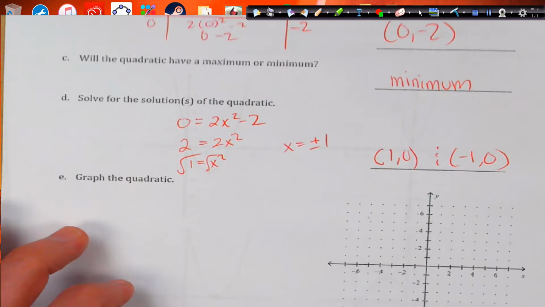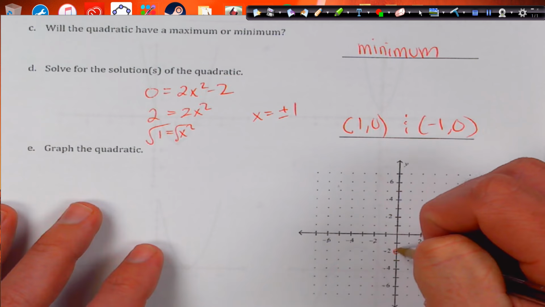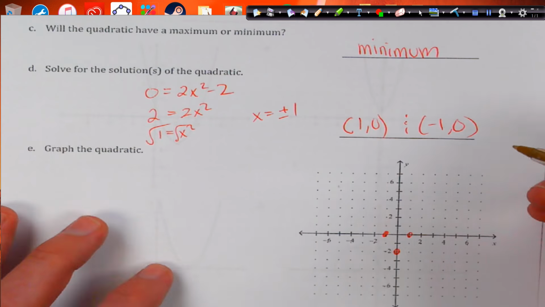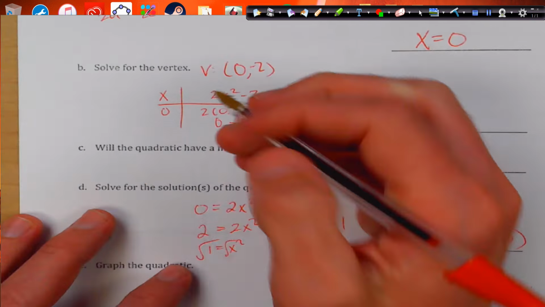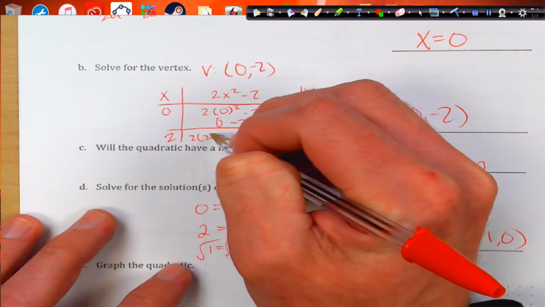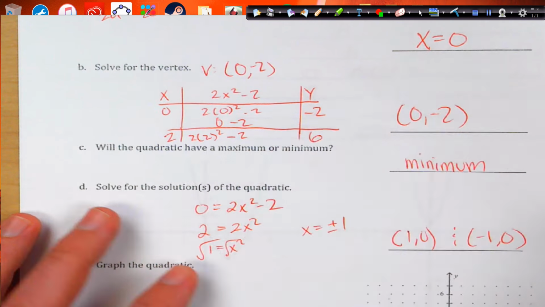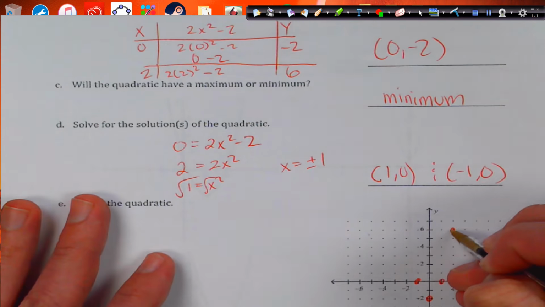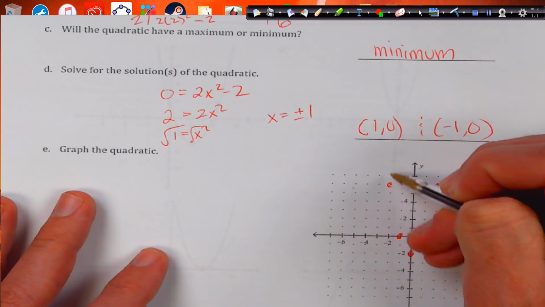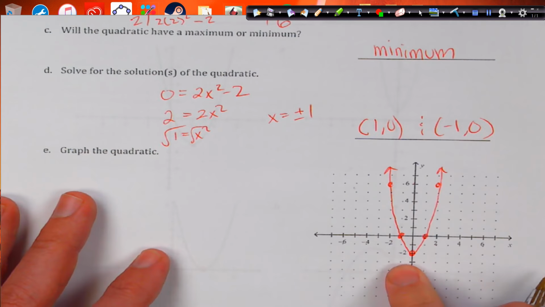So we solve using square roots, and then graph it. Well, our vertex is at 0, -2, and then we have 1 and -1. We need one additional point, so I'm going to plug in 2 up here to our chart from before. So we plug into 2 squared minus 2. That's going to be 4 times 2, which is 8, minus 2, which is 6. So we're going to get 2, 6. X equals 0 is my line of symmetry, so I go to my line of symmetry, and then 2 over. And there we go. There's my graph. And that's my minimum.